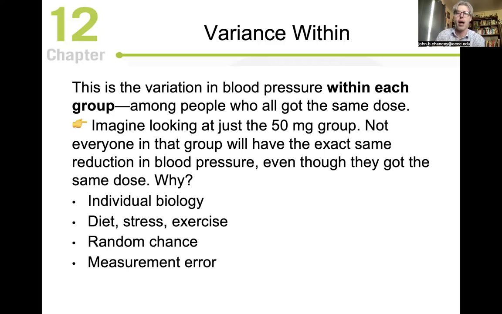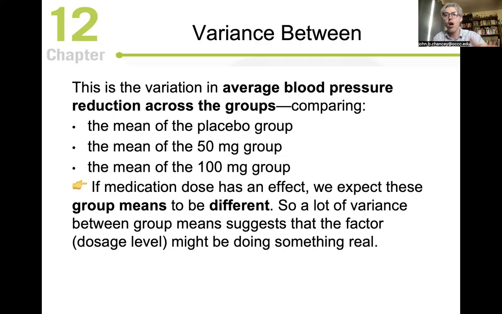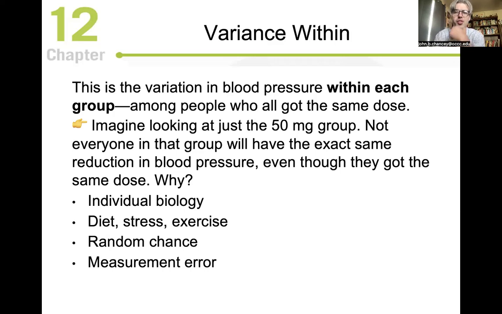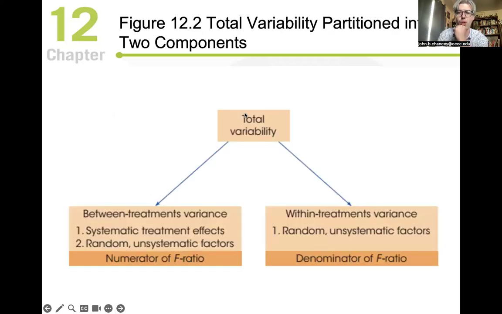So our numerator is tracking that variance between. Our denominator is tracking that variance within. So essentially, we are trying to capture the total variability. We're looking at between treatment variance, the numerator of our F ratio, and the denominator of our variance is within treatment. So random, unsystematic factors. We're creating a ratio of the systematic over the unsystematic.